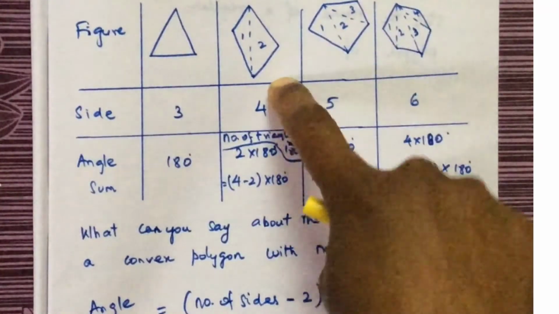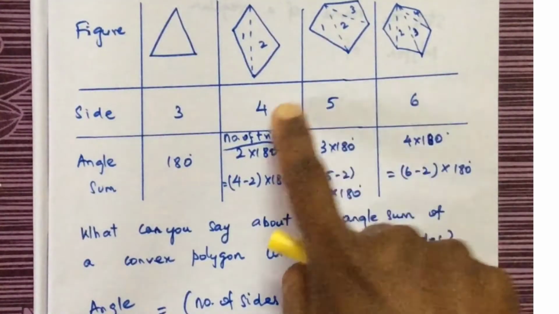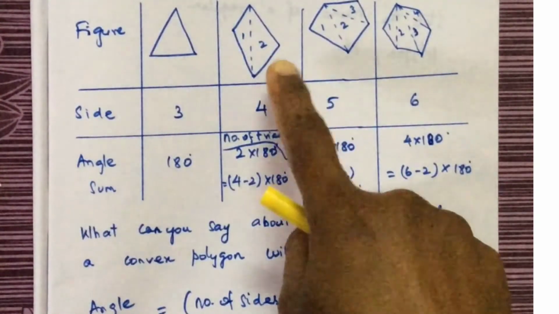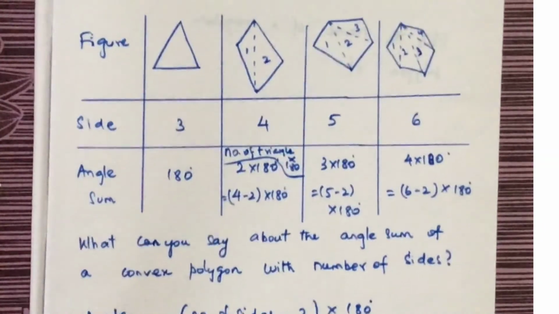Now we take this figure. How many sides are there? 1, 2, 3, 4. That is 4 sides. 4 minus 2 is 2. 2 multiplied by 180, that is 360. That is the angle sum for a quadrilateral. Now we can check it here.